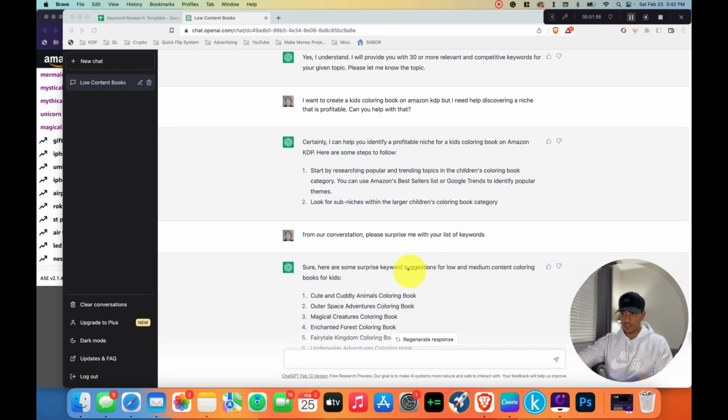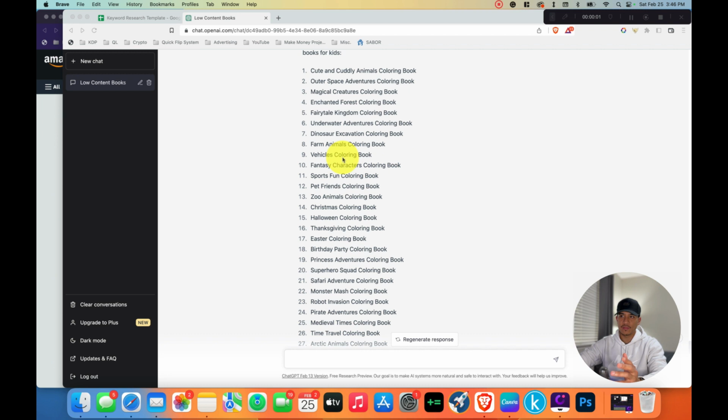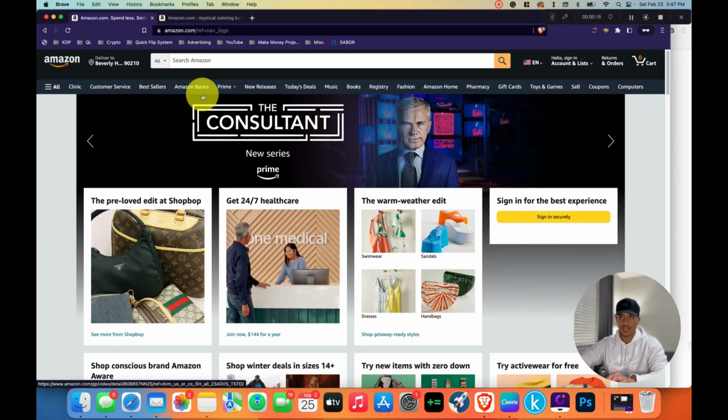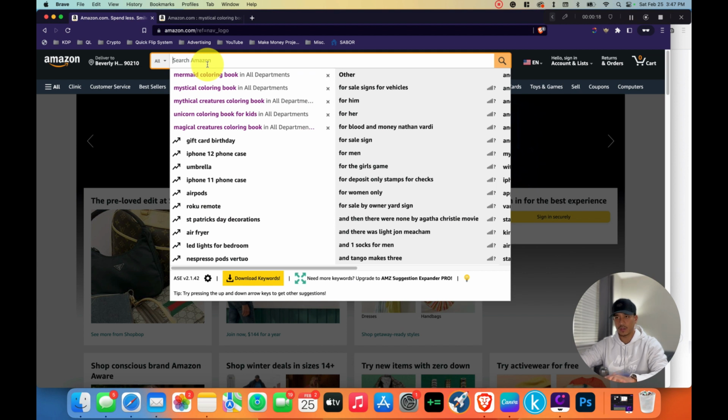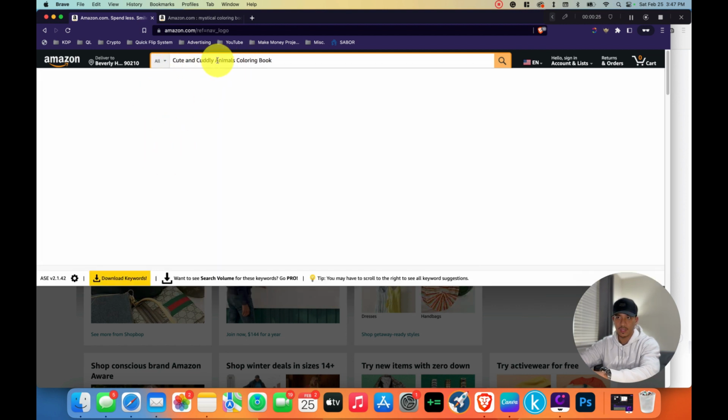And so ChatGPT came back with a list. Sure, here are some surprise keyword suggestions for low and medium content coloring books for kids. So now at this point, we have 30 keywords that we can go do research on. So what I would do is I would take the first keyword, cute and cuddly animals coloring book, I would copy it, I would go to Amazon, and I would just put it in here and paste and see if anything comes up regarding coloring book. This one does not, as you can see, it's blank.